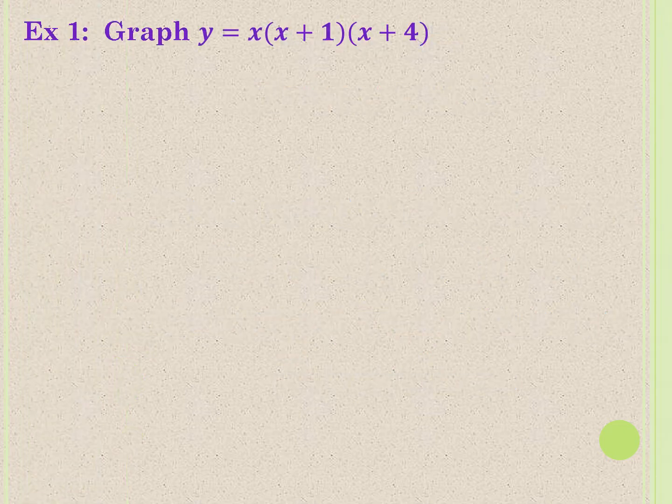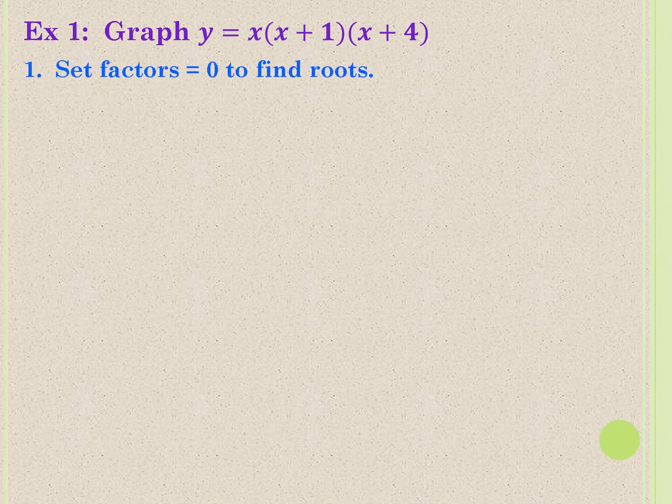So example 1, they want us to graph y equals x times x plus 1 times x plus 4. Now this is a 5-step process, and the 5 steps are: find your zeros, determine your end behavior, determine your y-intercept, find your relative max and min, and then graph. Okay, so roots, end behavior, y-intercept, relative max and min, and graph.